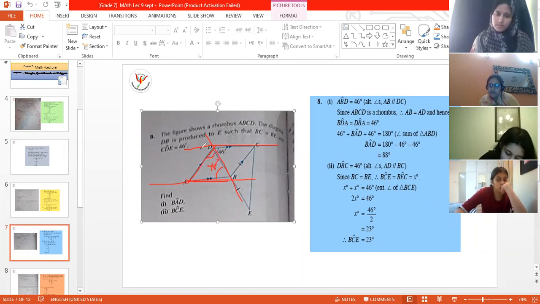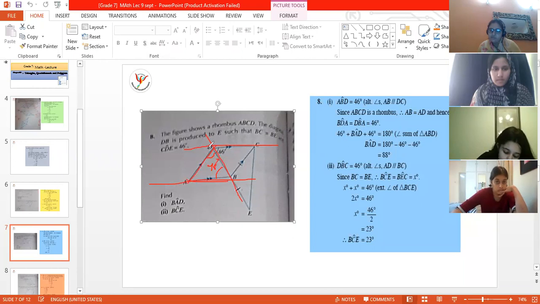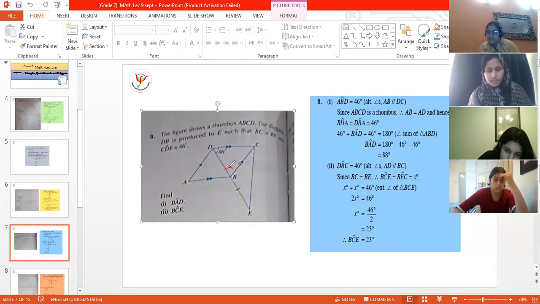Now, BAD is a triangle. So you have to find it with the help of the sum of angles of a triangle is equal to 180 degrees. If he is saying find CBD, then this angle will be solved with the help of the sum of interior angles is equal to 180 degrees.